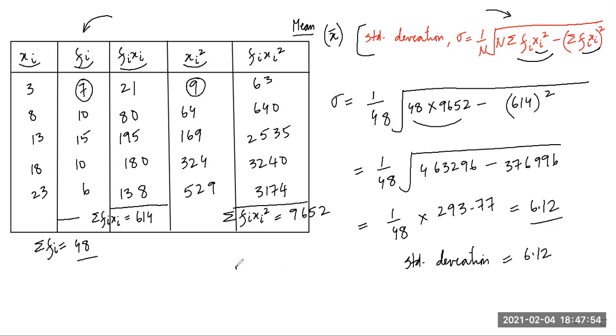Any student can tell me, suppose it is also asked what is the variance in this case. Anybody can tell me what will be variance? Yes, Ishma or Anchal, what is the variance? Square of 6.12, correct.